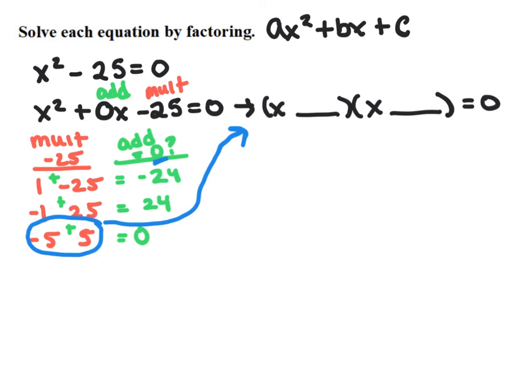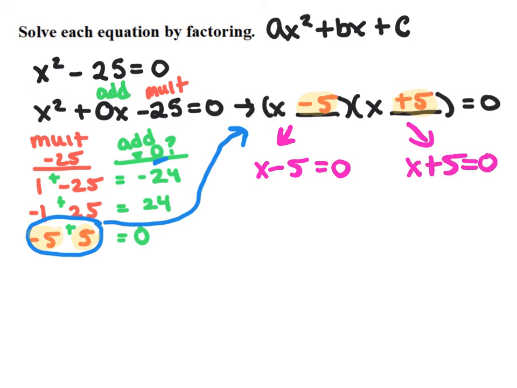So I can first fill in my first number, which was negative 5. So it becomes minus 5 in the first blank, so I have x minus 5. And then my second number was positive 5, so I can fill in a 5. And since it's positive, we imply that it's plus 5, which gives me my second factor of x plus 5. Now lastly, we have to solve by setting both parts equal to 0. So I could set x minus 5 equals 0 and x plus 5 equals 0.